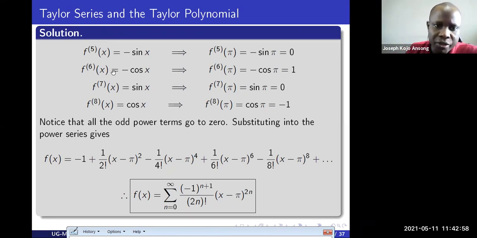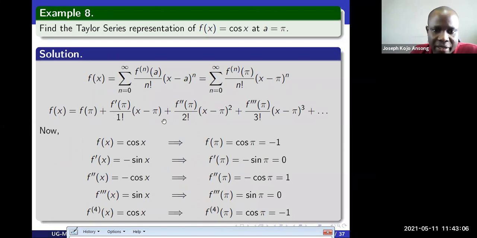Okay, good. So now that you have these derivatives at the center pi, you go back and put everything back in here. So wherever I see f of pi, I'm going to put -1. When I see f prime of pi, it is a 0. Now notice that the odd powered terms are all 0, right? Where x minus pi is raised to an odd power, like 1 here, those terms go to 0. So this guy goes to 0, this guy goes to 0, the other odd ones go to 0. And what you are left with are the even ones, okay?